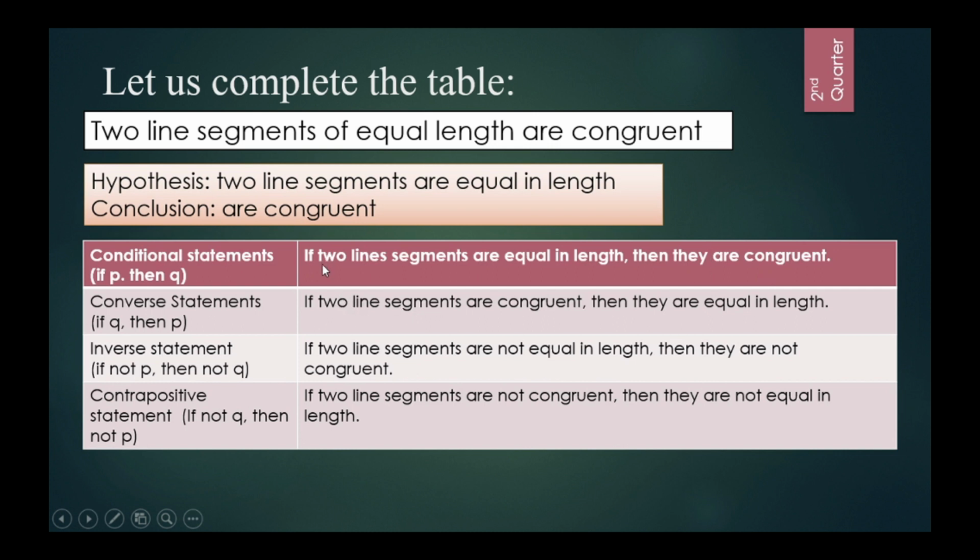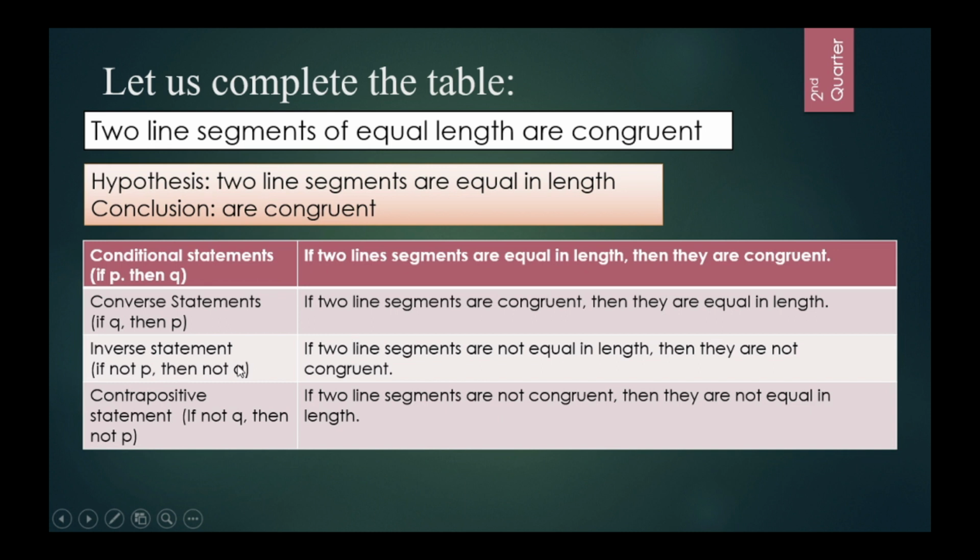Alright? Now, based from this conditional, ano yung kanyang converse? So, pagpapalitin natin ang pwesto si are congruent at saka yung are equal in length. So, what will happen? If two line segments are congruent, ayun na yung salitang congruent na papunta na sa if statements, then they are equal in length. O yung equal in length, yun naman ang napapunta sa then statements. Again, that is converse.